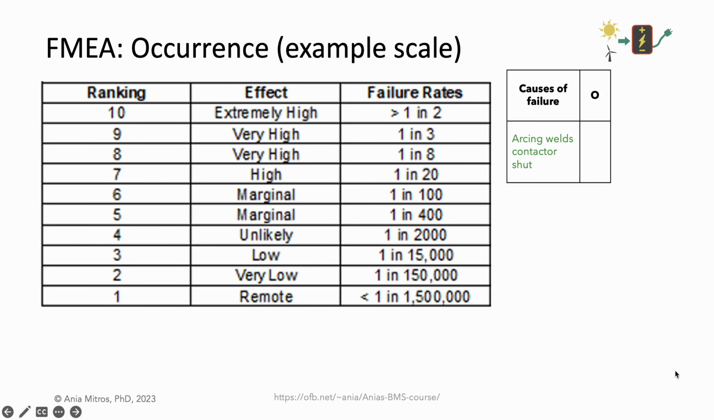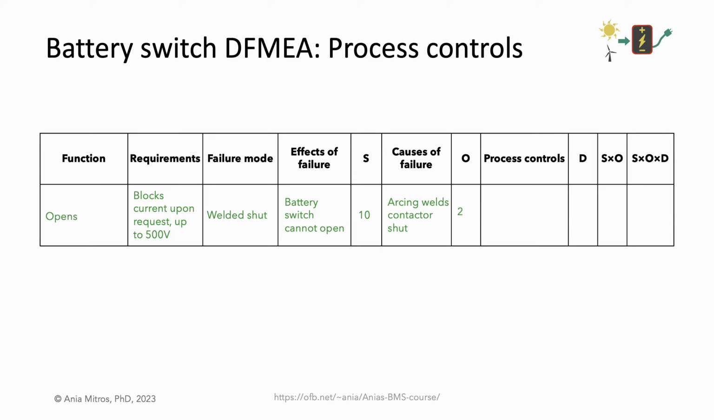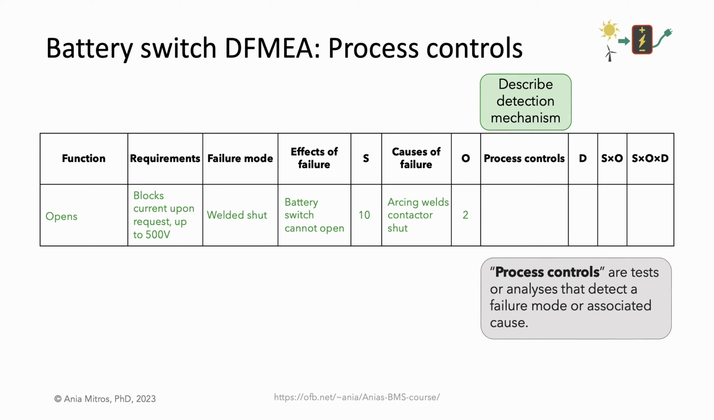Here's an example of an occurrence scale. 10 is the most common, and 1 is very rare. If we're using a part that was previously used in production in another product, we might be able to look up the failure rate. If not, we might guess from whatever lifetime testing was done. For this example exercise, let's rate this a 2. There's that 2. Next are process controls, which are the tests or analyses that detect a failure mode or associated cause. For the sake of example, let's pretend we haven't implemented a detection mechanism for our contactors yet.